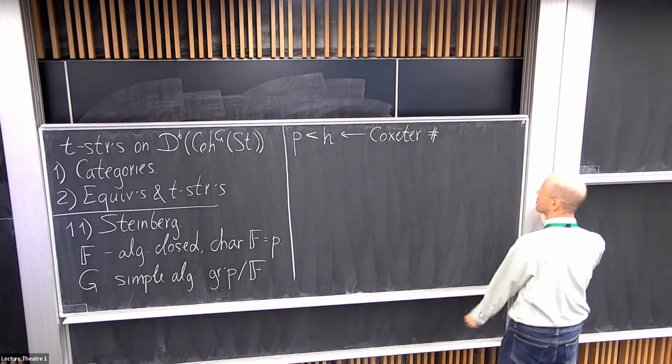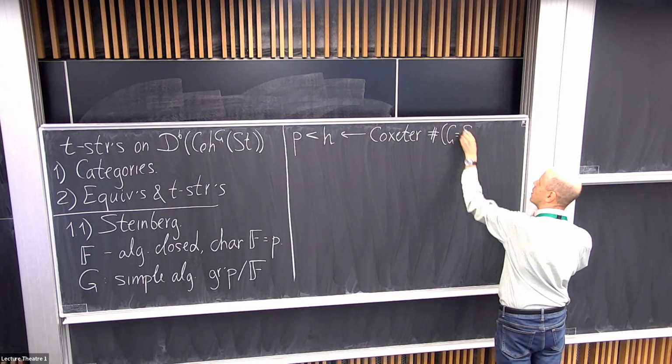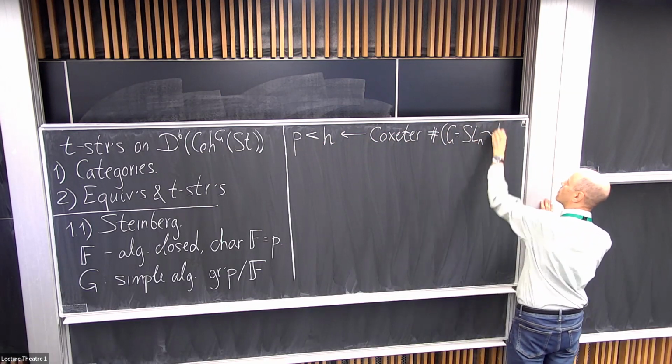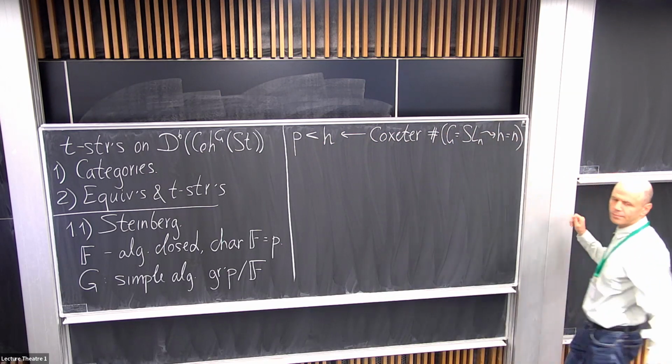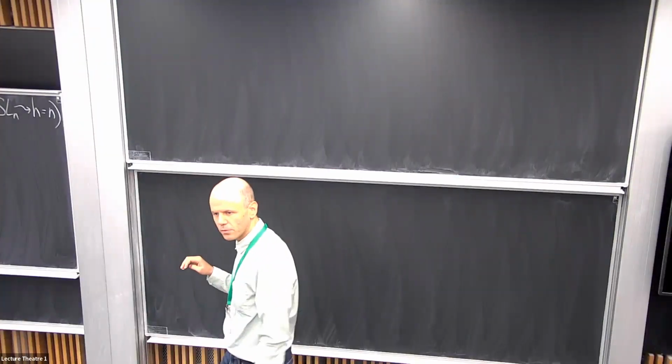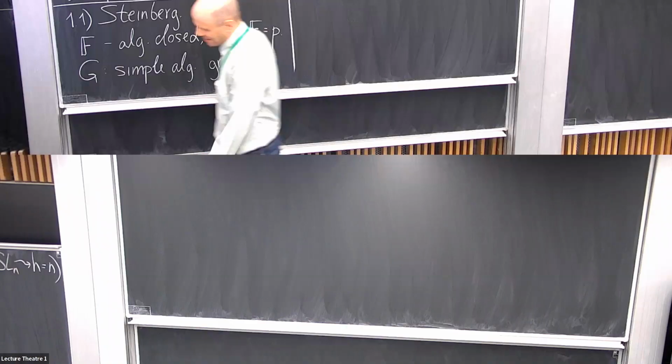Just a small reminder is that if G is equal to SL_N, then h is equal to N. So I don't want my p to be too small. Okay? Sorry, I think you want the inequality the other way. If p is larger than h, fine. Okay.